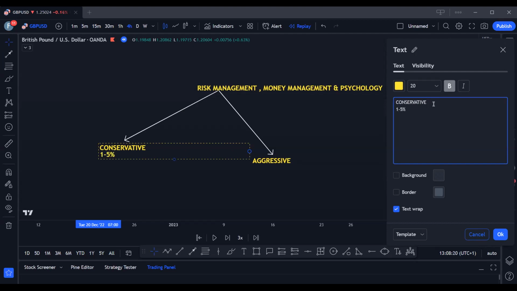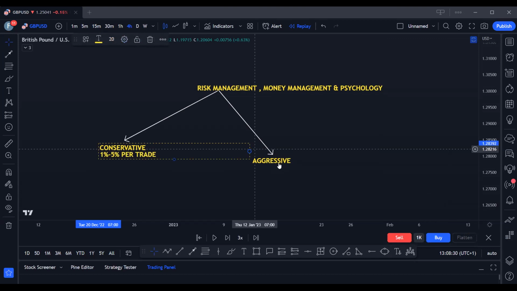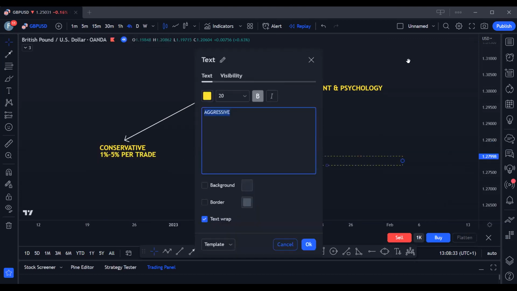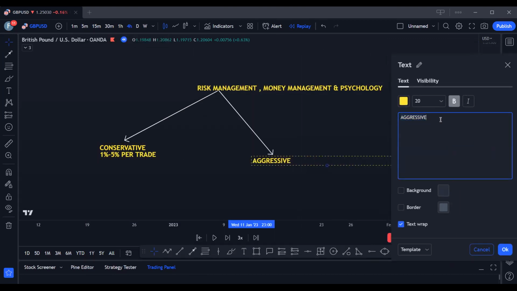Okay. Now, if you are being conservative, you want to have a risk of 1 to 5%. You want to risk 1 to 5% of your account per trade. Okay. And then if you are being aggressive, you want to risk anywhere from, let's say, 6 to 20% of your account per trade.